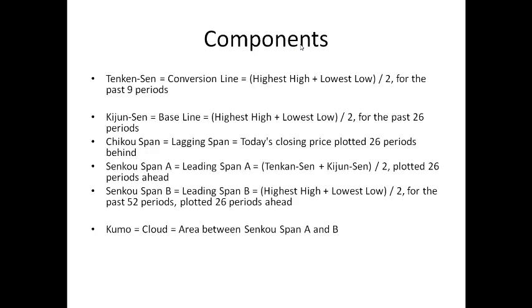The next component is the Senkou span A, also called the leading span A. This is the average of the Tenkan-sen and the Kijun-sen, which is plotted 26 periods ahead. And the Senkou span B, also called the leading span B, is the average of the highest high and lowest low for the past 52 periods. And the Kumo cloud is nothing but the area between the Senkou span A and span B.